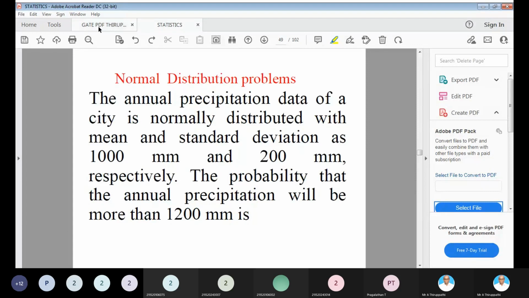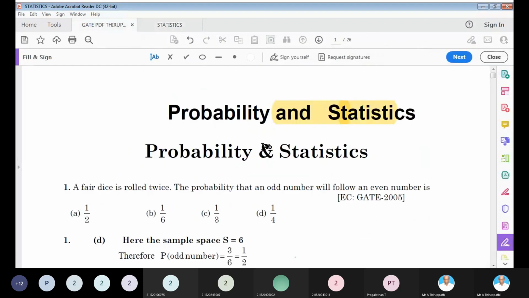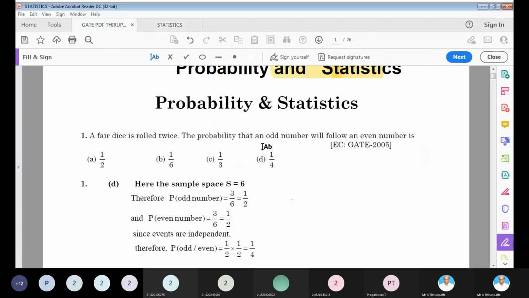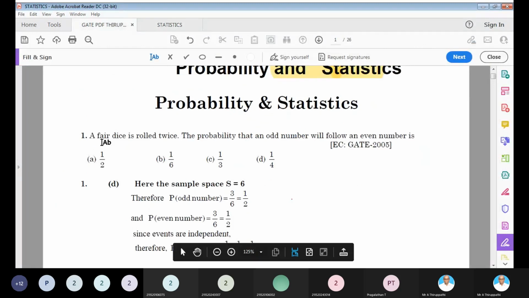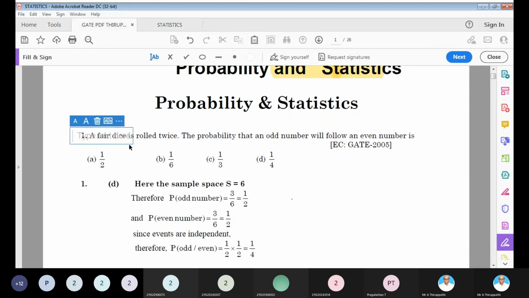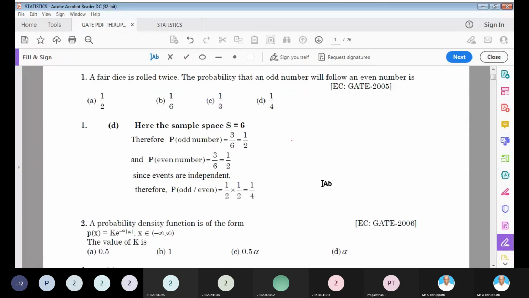Okay, now let us discuss the problems in probability. A fair dice is rolled twice. The probability that the number is even, this we have already discussed in the last class. Now come to the next. This is also completed.